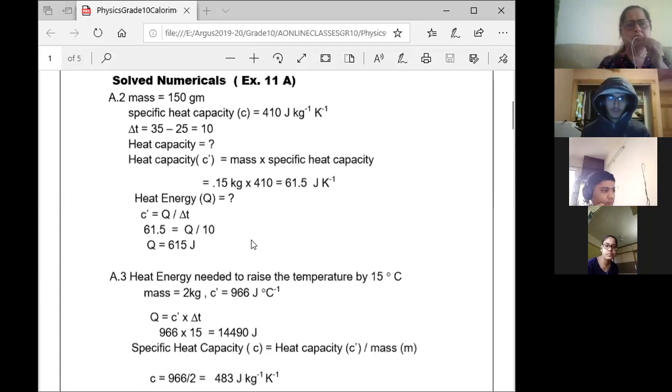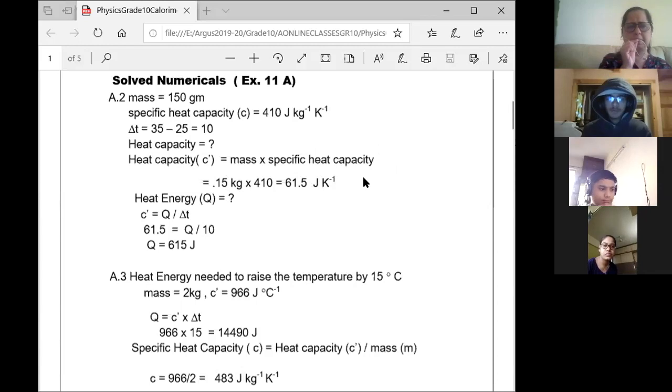So again, is this followed? The mass was given, specific heat capacity was given. You had to find heat capacity. So to find heat capacity, I use the relation C dash equal to M into C. I take the mass, convert it into kg, 0.15 multiplied by C. C is given as 410. So I got the heat capacity 61.5 joules per Kelvin.